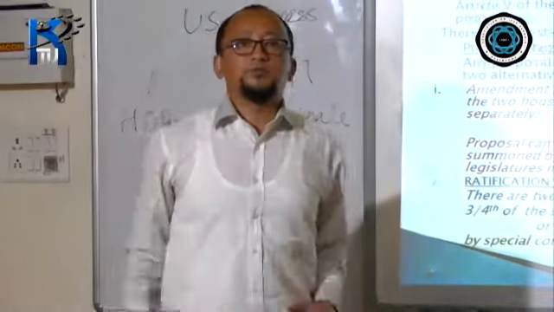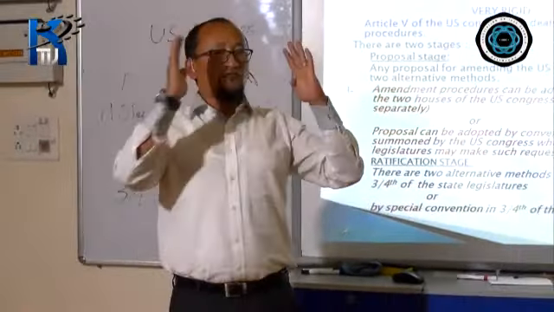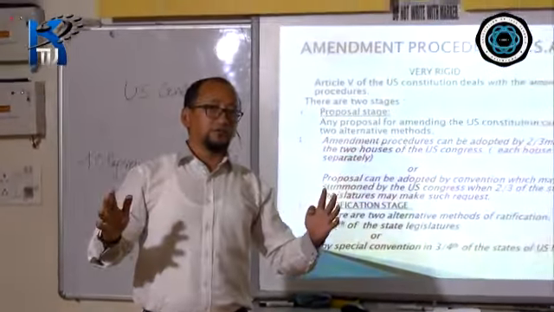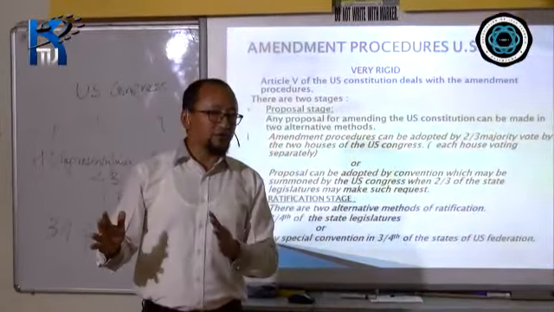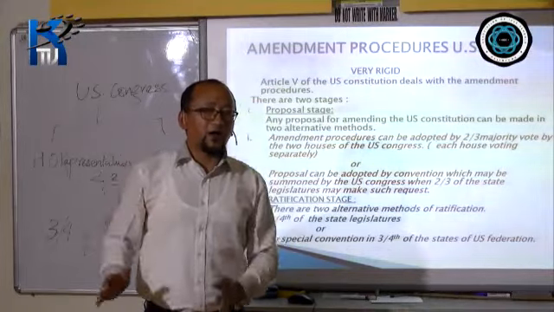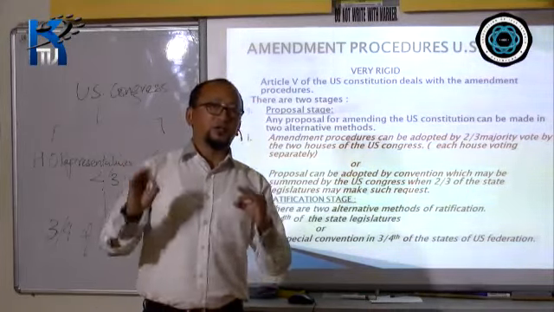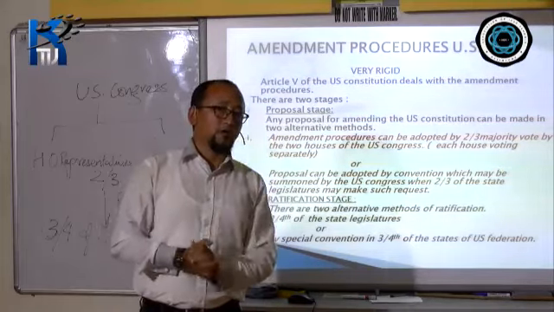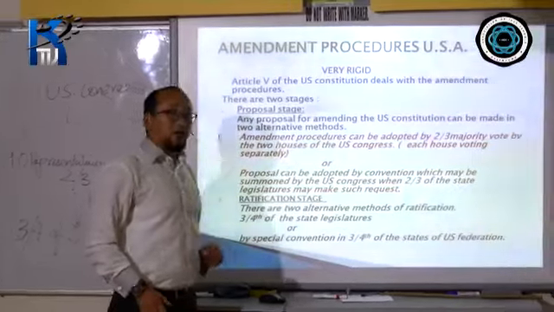So now, in the simple terms, 2/3 of the US Congress. That means Senate and the House of Representatives together, individually, they'll have to pass the resolution by 2/3. And thereafter, it has to be ratified or approved by 3/4 of the state legislatures. I hope you all could get this. So this is what happens in the United States of America.